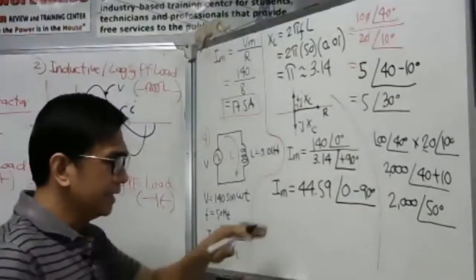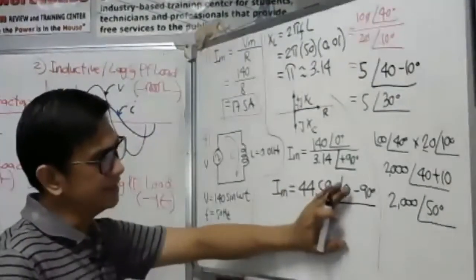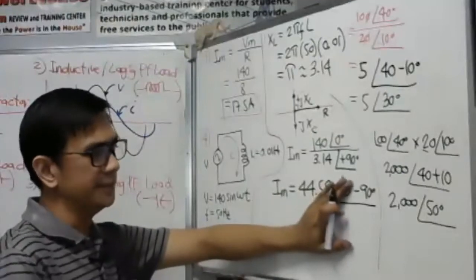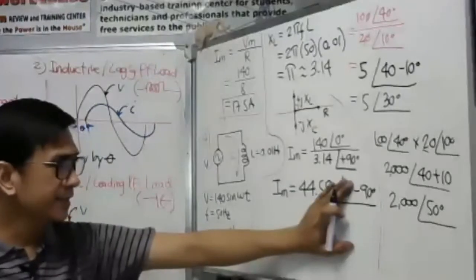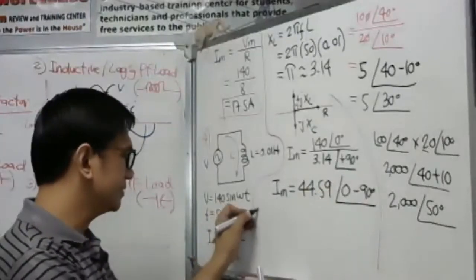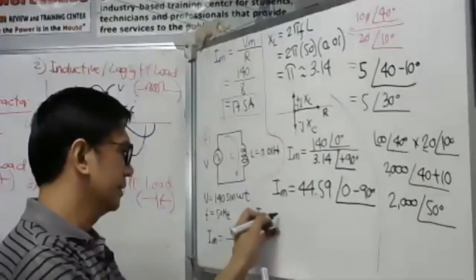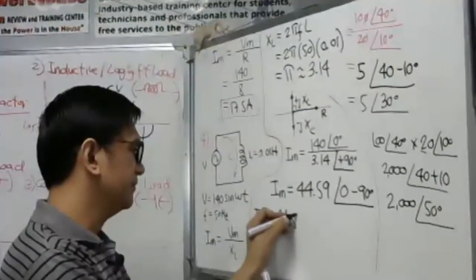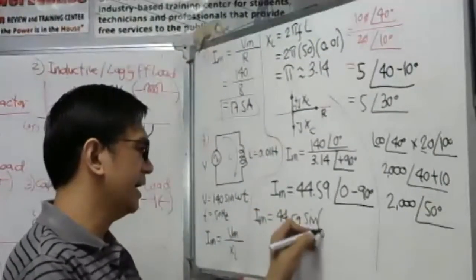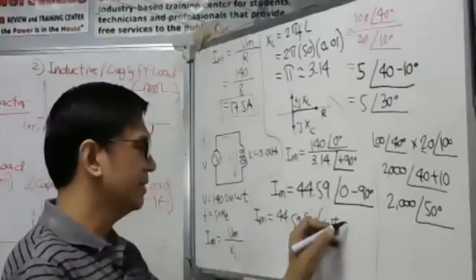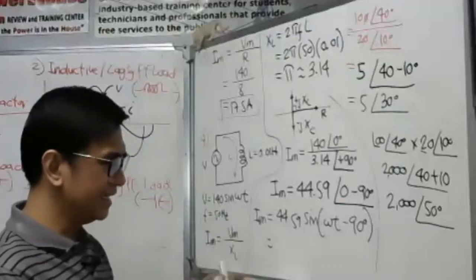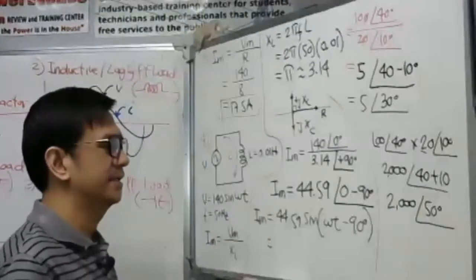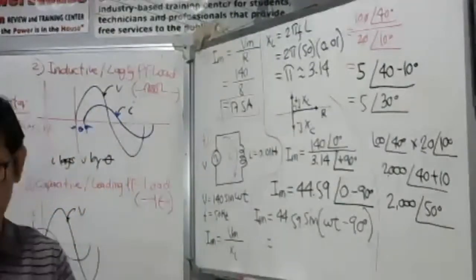So, in here, that is 0. It's just like saying the angle is negative 90, just the same. Okay? Negative 90 degrees. But if I will convert this, we have here 44.59. So, that will become sine omega t minus 90 degrees. And remember, that 90 degrees is equivalent to pi over 2.